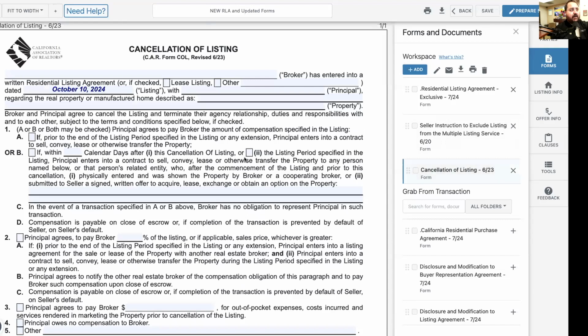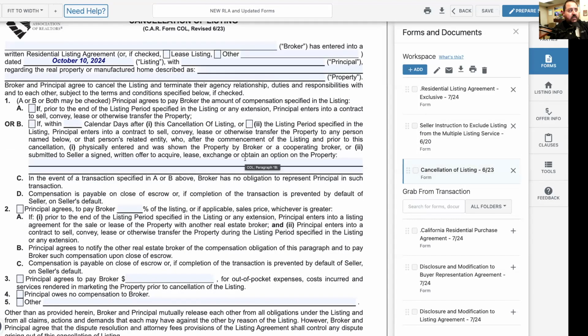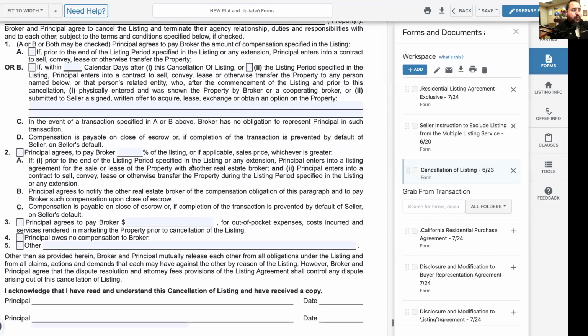So you fill out the information on the cancellation of listing, what the date of the listing was. You choose here if you had in your listing agreement that continuation of compensation, right? The 180 days or the 90 days or whatever it is that you filled out, you put that there. You give them a copy of the list of the people that saw the property with this cancellation. You could pick an amount of the listing price and say, hey, because we already marketed and stuff, you guys have to pay me this amount to get the cancellation.